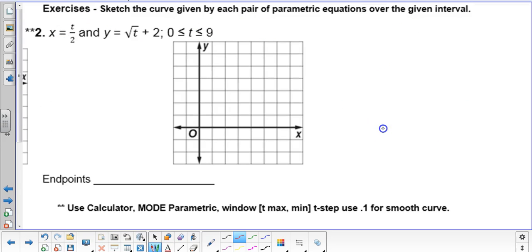All right, ready to try the calculator? I really need you to be paying attention on this because I'm going to talk about some things, some mistakes you make, and the kind of the order you want to attack these in.